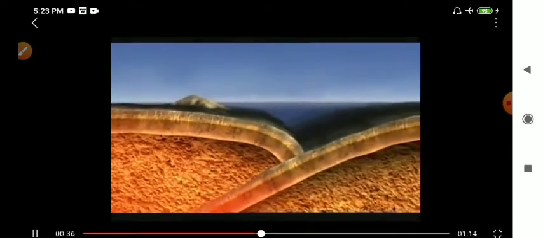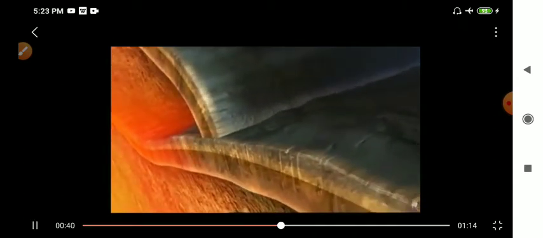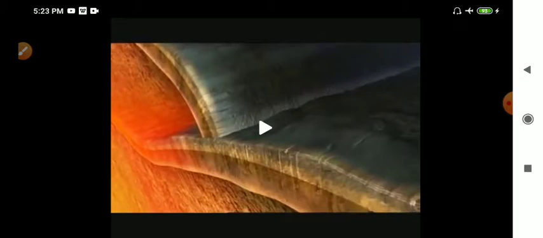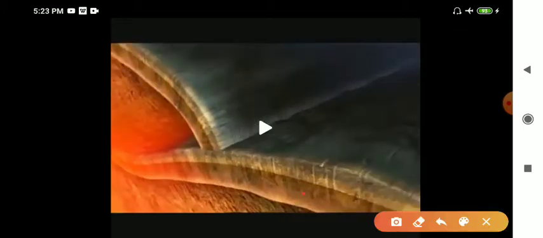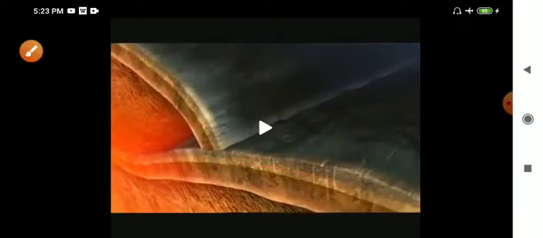Where the plates collide, you can see here one plate is going downside. Whichever plate is heavier and denser will go downside, and the lighter plate will be there at its place. So this is the plate movement. Then come to the next.